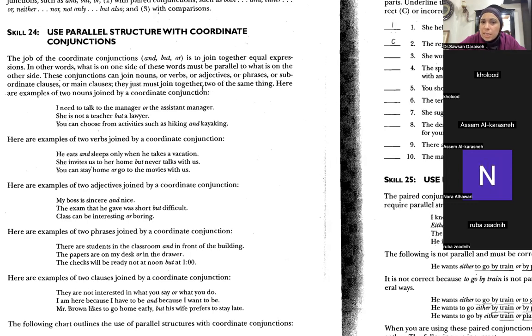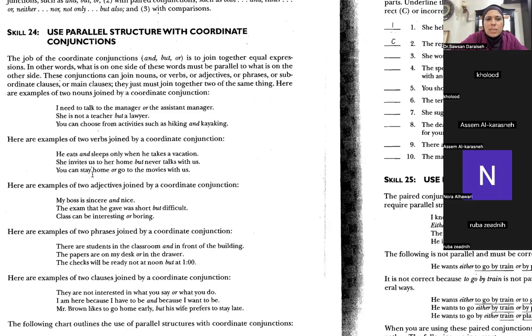When we say adjectives, that means adjective clauses even. Even different kinds of phrases. We have to make sure that the phrases are parallel. Subordinate clauses, that means dependent clauses, okay? Or main clauses, the clauses that look like sentences because they don't have connectors connected to them, but they are complete, as opposed to subordinate clauses. They just must join together two of the same thing.